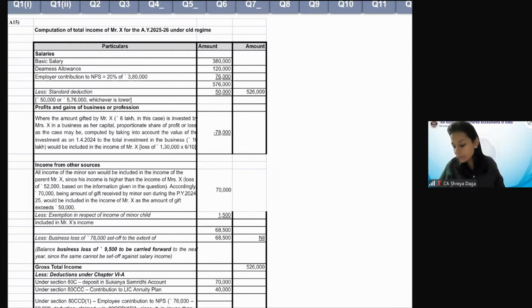Thereafter, you will do a standard deduction because this person has opted out of the default regime. So the standard deduction is 50,000. If he was opting for the default regime, then the standard deduction would be 75,000. We are all on this page. So after doing this, we have calculated income from salaries. I hope you have reached this because it was fairly easy. Once you have done, please give me a go ahead. We'll start with PGBP.